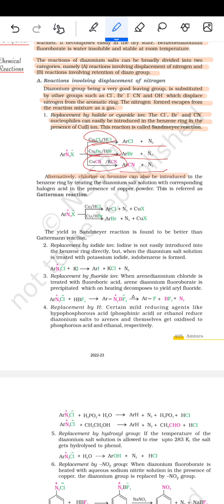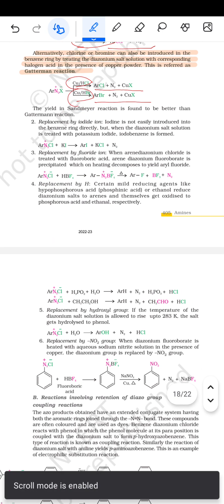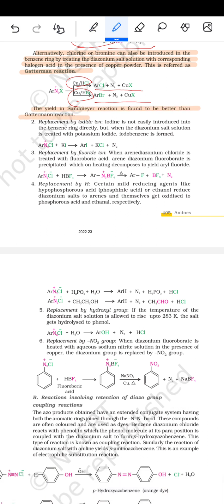Alternatively, chlorine or bromine can also be introduced in the benzene ring by treating the diazonium salt solution with the corresponding halogen acid in the presence of copper powder, और this is referred to as the Gattermann reaction. जैसे कि ArN2X में Cu/HCl और Cu/HBr मिला है तो ArCl, ArBr, N2 और CuX बन गया. The yield in the Sandmeyer reaction is found to be better than the Gattermann reaction.